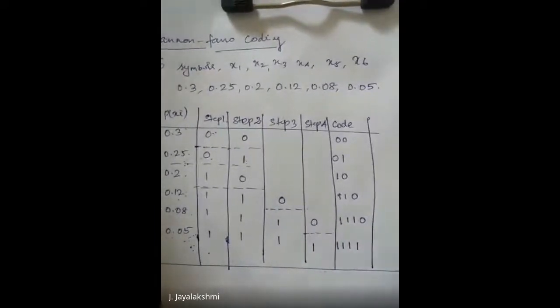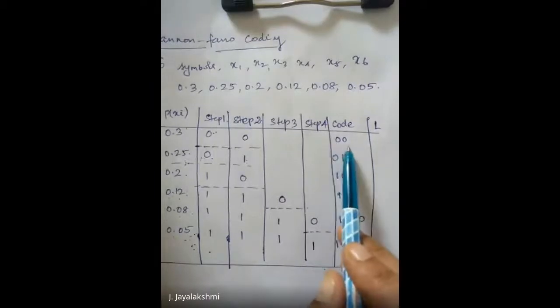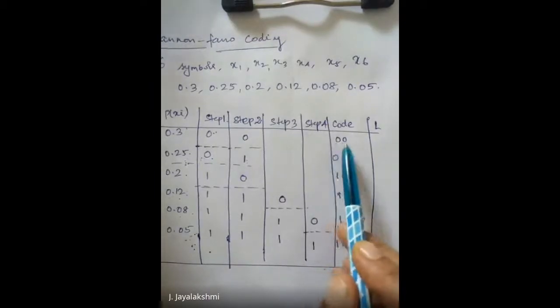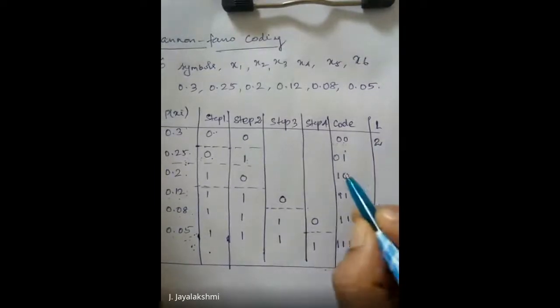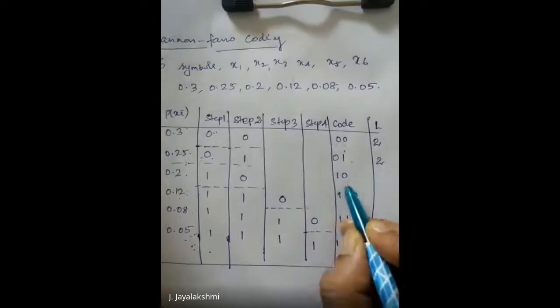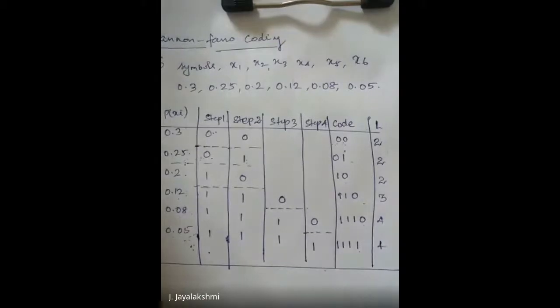Okay. The next step is to find the length of the code, L. What is the length? Length here refers to the number of bits present in the code word. Here there are two bits, 0, 0, so the code length for this symbol is 2. Here once again it is 2. For the third symbol also it is 2. For the fourth symbol it is 3. For the fifth it is 4. And for the last symbol, the sixth symbol, also it is 4. This is how you calculate the length of each and every code word. The number of bits present in the code is the length of the code.